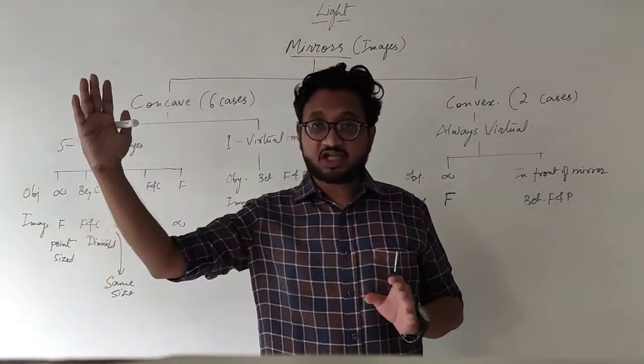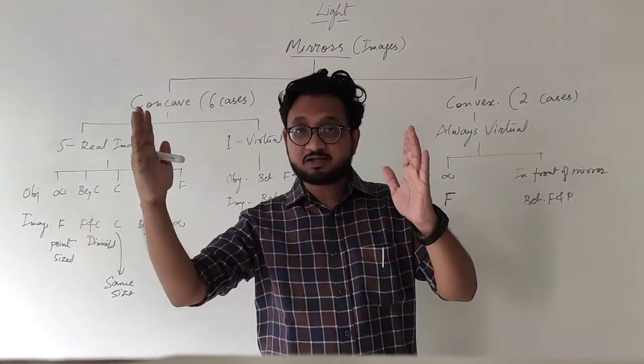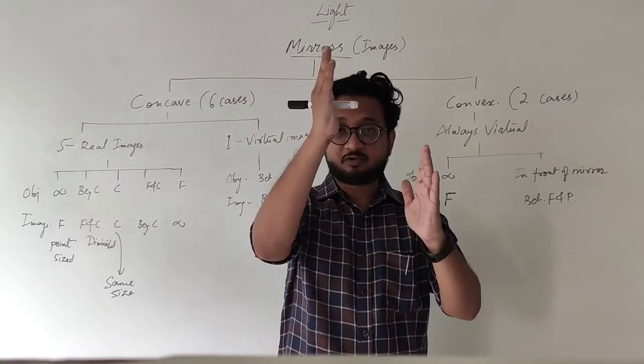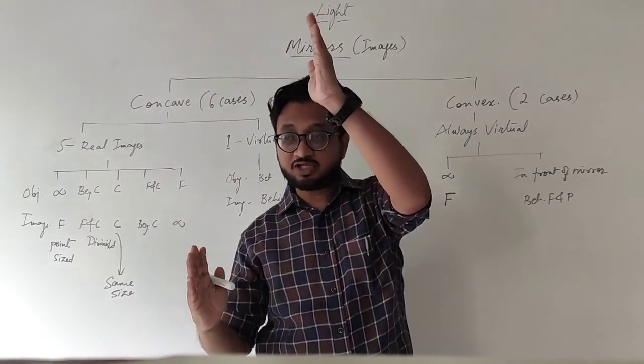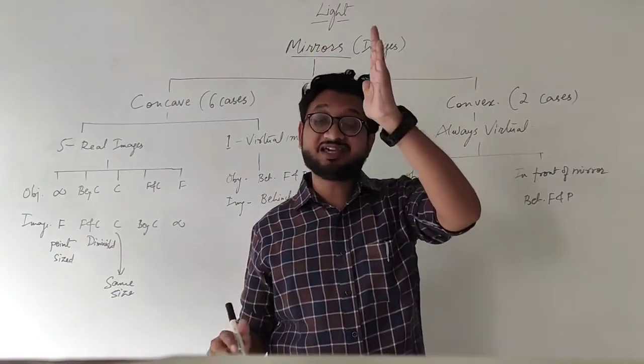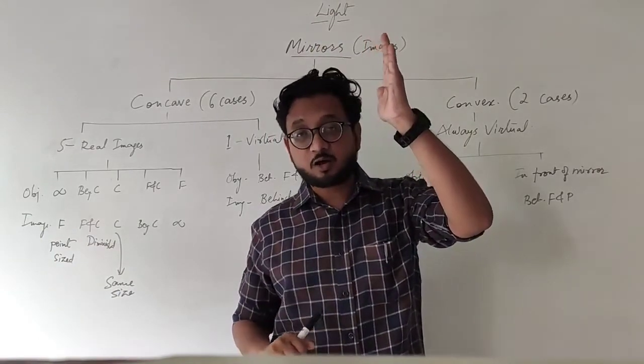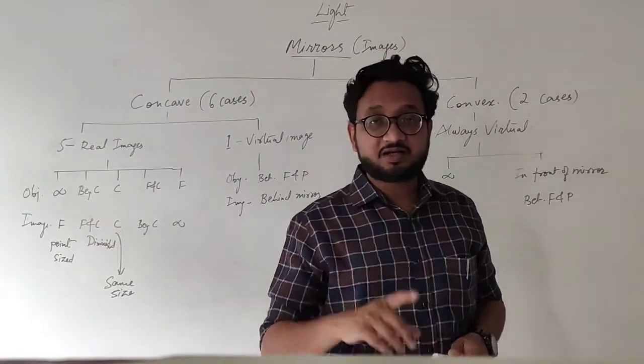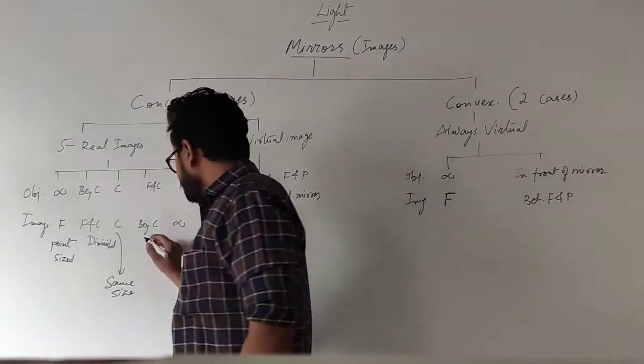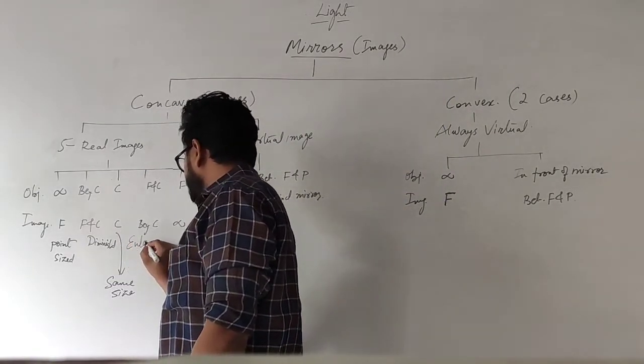Now you bring the object even closer, that is from C to between F and C. So the image will go even further, and now it will become even larger than the object, and therefore it will be an enlarged image. So over here I will write: enlarged image.